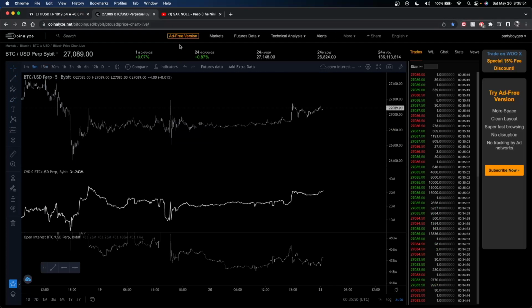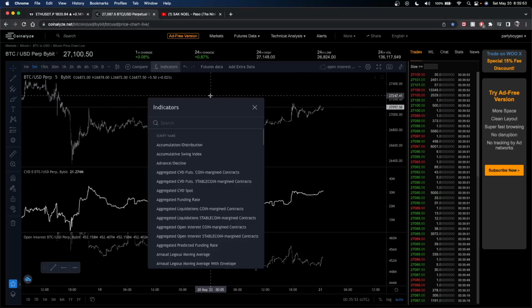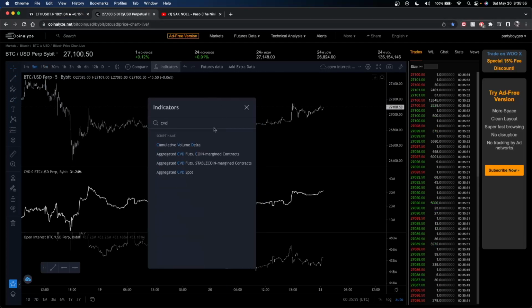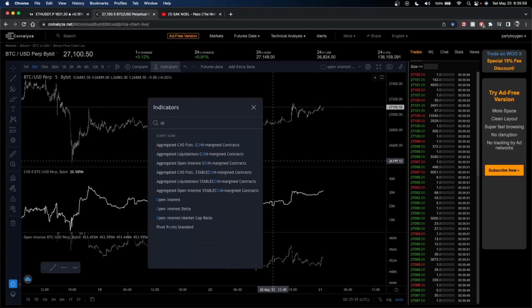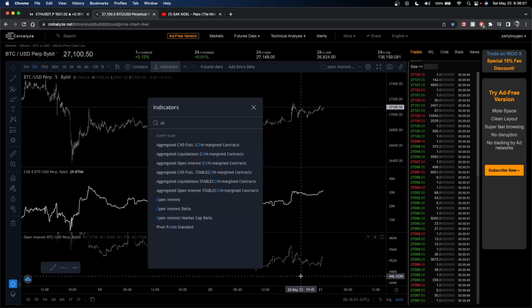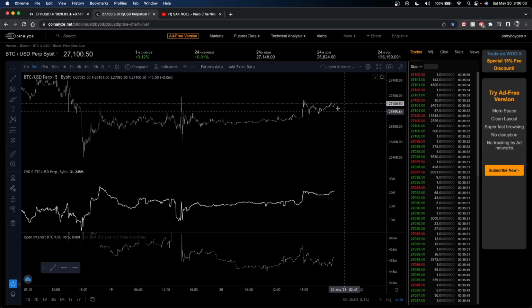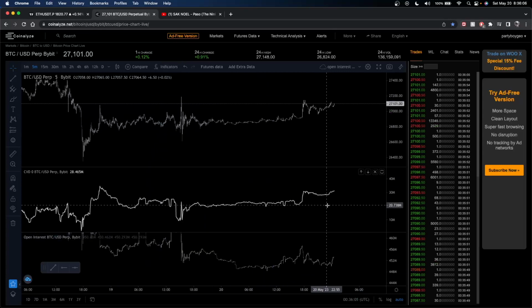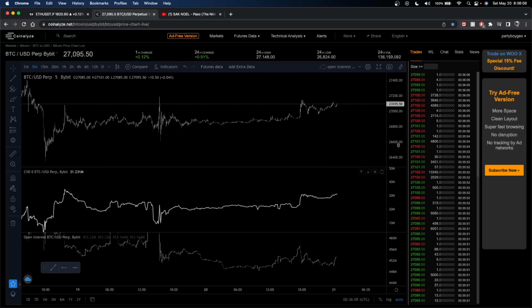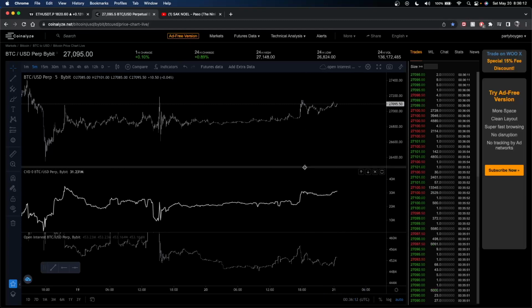Come over here on the top, coinalyze.net. Under indicators, I want you to type in CVD. You're going to get this one here, which is this middle one. And then you're going to type in OI, which is open interest, which is this bottom one here. Once you have both of those indicators, your screen will look something like mine. Mine looks better because it's black and white. Yours is ugly. Okay.